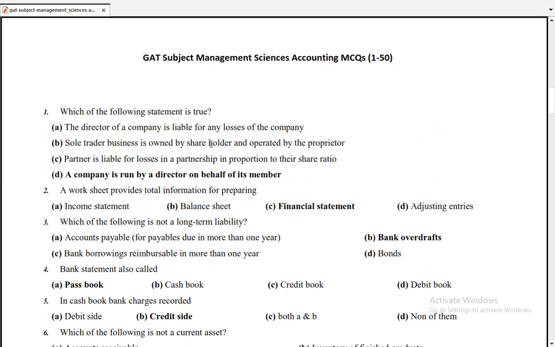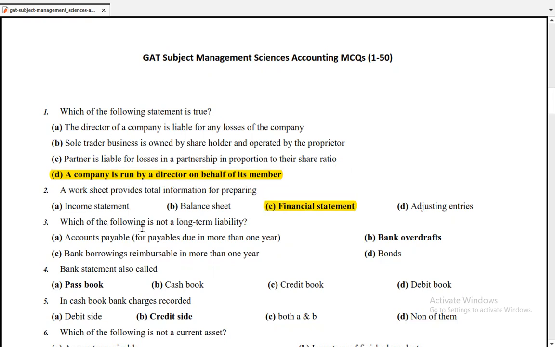Now today we will learn about GAT subject management science accounting MCQs. So the number one is, which of the following statement is true? And the true statement is, a company is run by a director on behalf of its members. A worksheet provides total information for preparing financial statements.